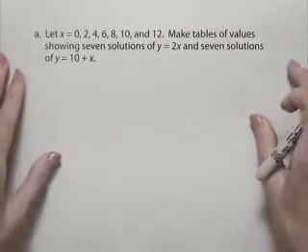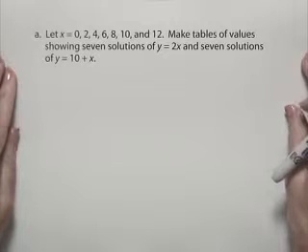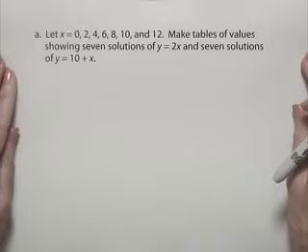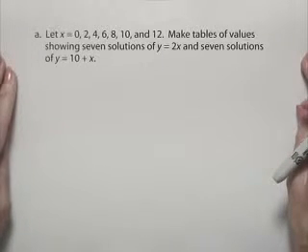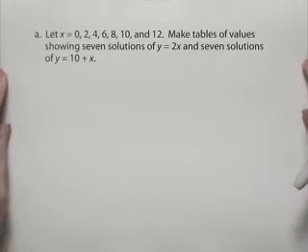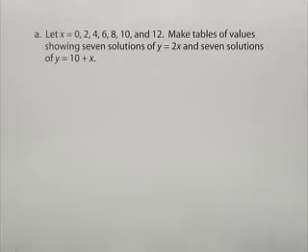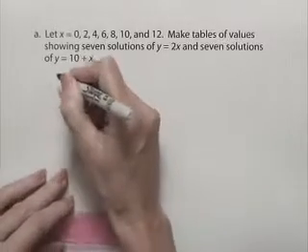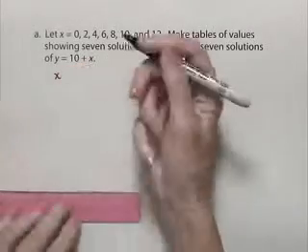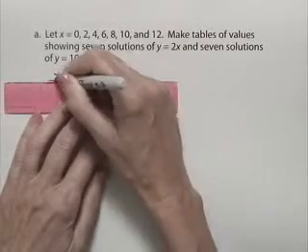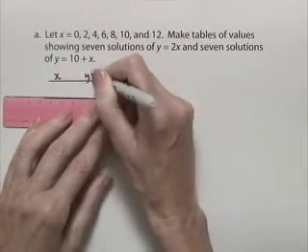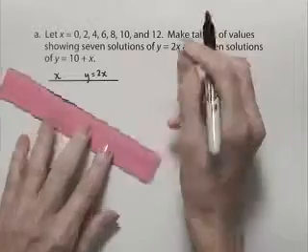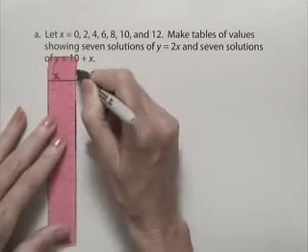We're going to begin by letting x equal 0, 2, 4, 6, 8, 10, and 12. We want to make tables of values showing 7 solutions of y equals 2x and 7 solutions of y equals 10 plus x. So let's start with a column for x and a column for y, where we use y equals 2x to begin with. This will represent what happens without the discount pass.